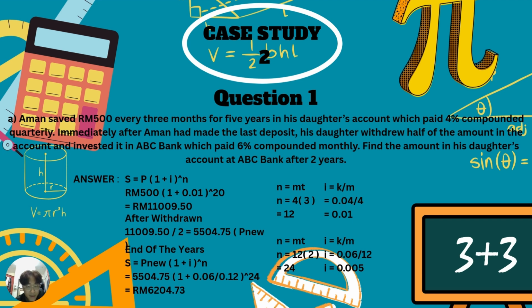Close bracket, power 24. Power 24 because this 12 we get from the past calculation, and this 2 we get from the balance of the years we got before. So the answer here is 6,204 ringgit 73 cents.